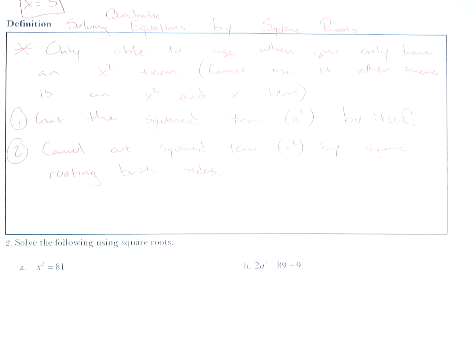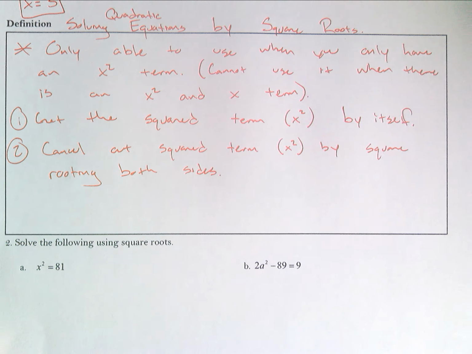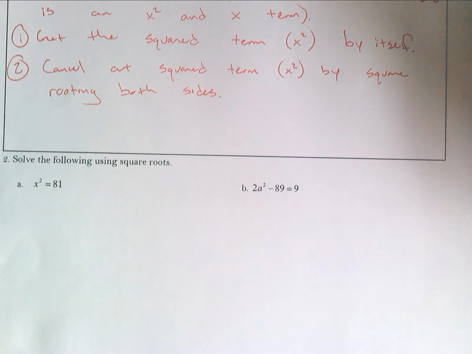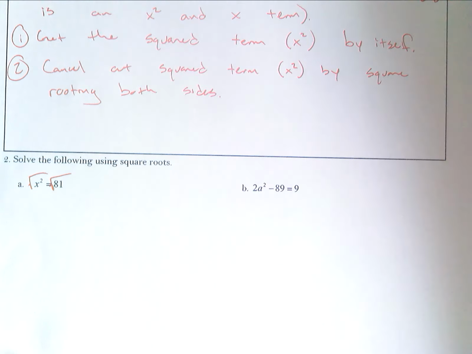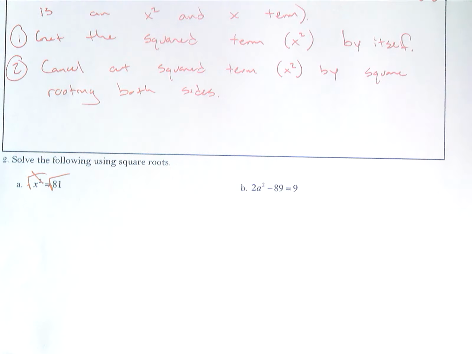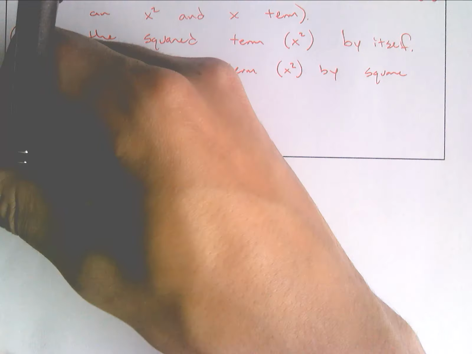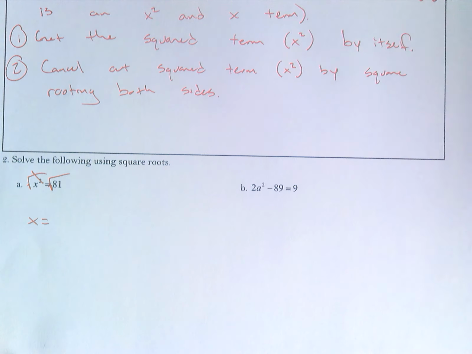Cancel out the squared term by square rooting both sides. So let's go ahead and do that. We're going to square root both sides. The squared and the square root cancel, so we have x equals the square root of 81.